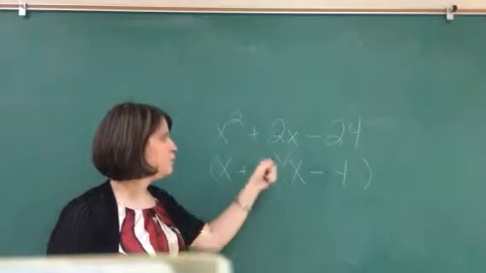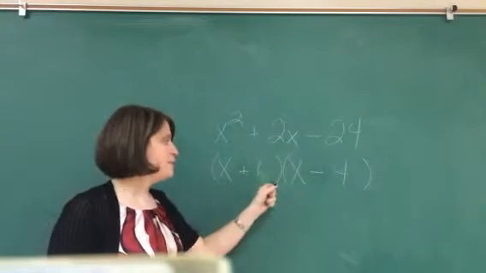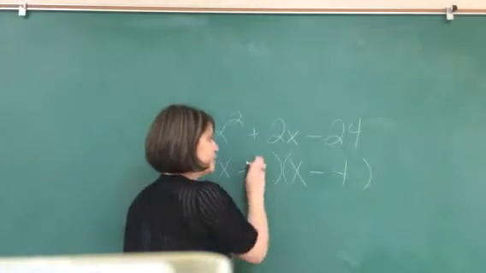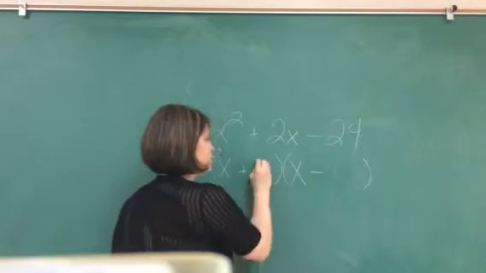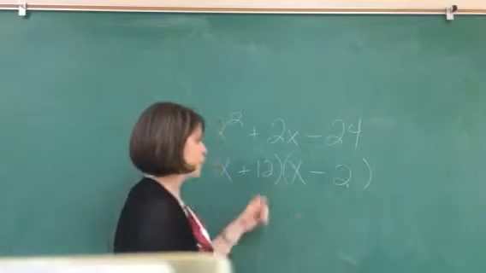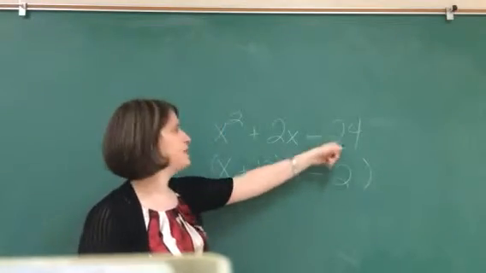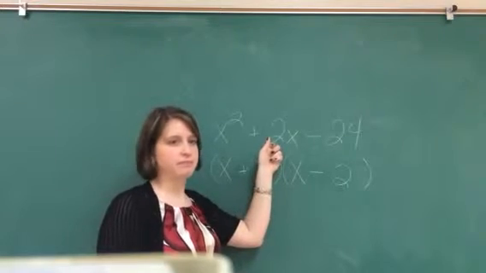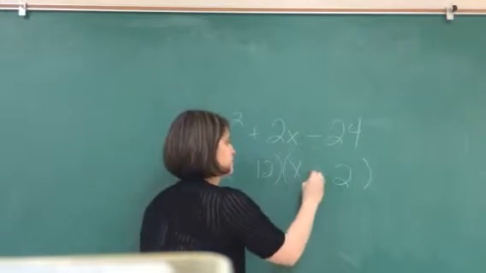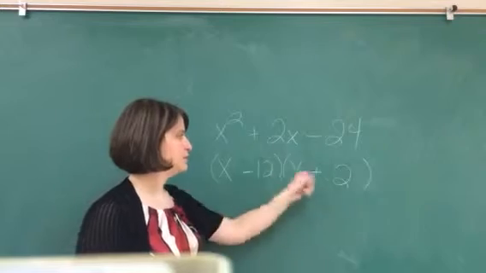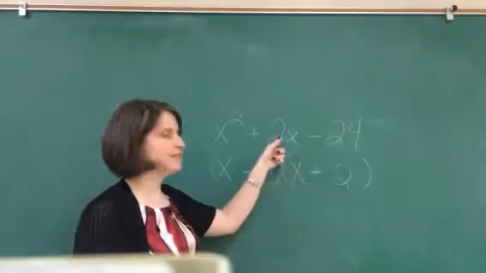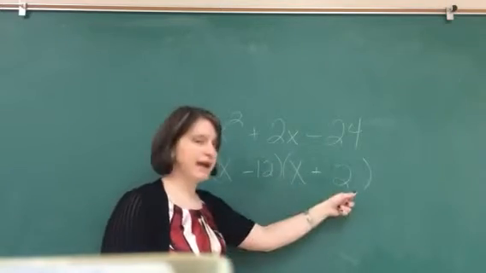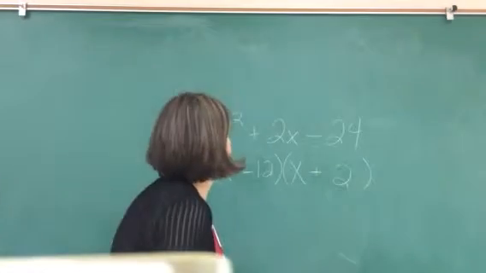Right? If you get the wrong number in the middle, that means you picked the wrong pair of factors of your last number. So for example, if I had chosen 12 and 2, right? 12 times negative 2 gets me negative 24, but 12 minus 2 doesn't get me 2, it gets me 10, right? Even if I switch the signs on it, it still doesn't work. Negative 12 plus 2, that's negative 10. So if I'm getting the wrong number in the middle, I know I picked the wrong pair of factors, so I have to go back.